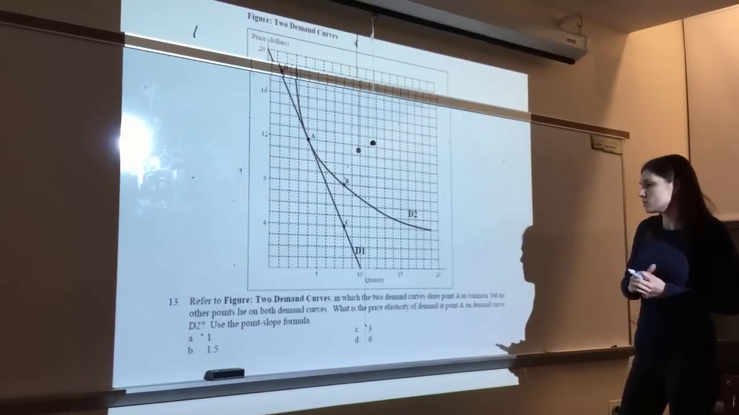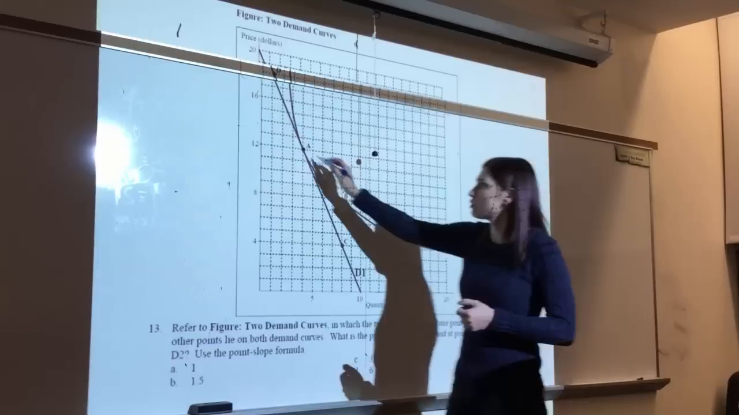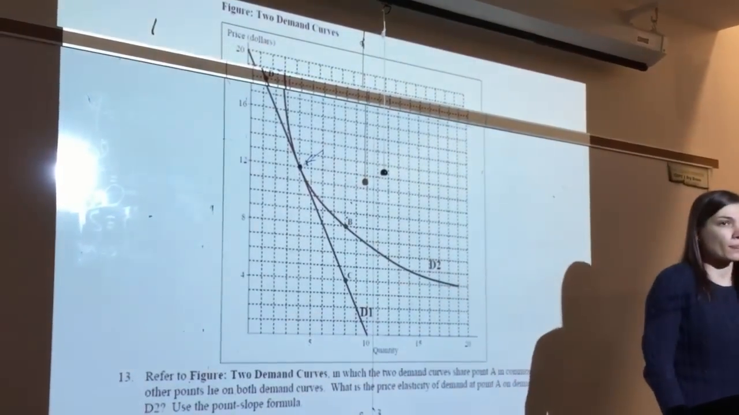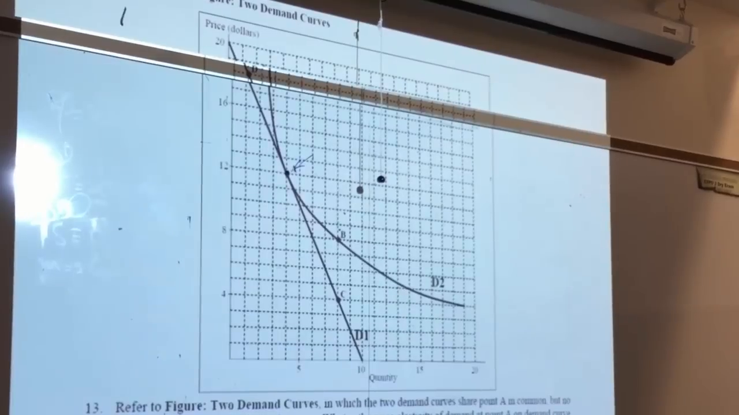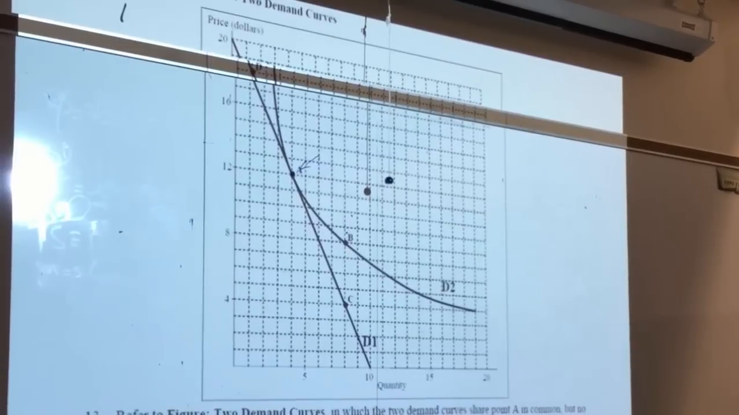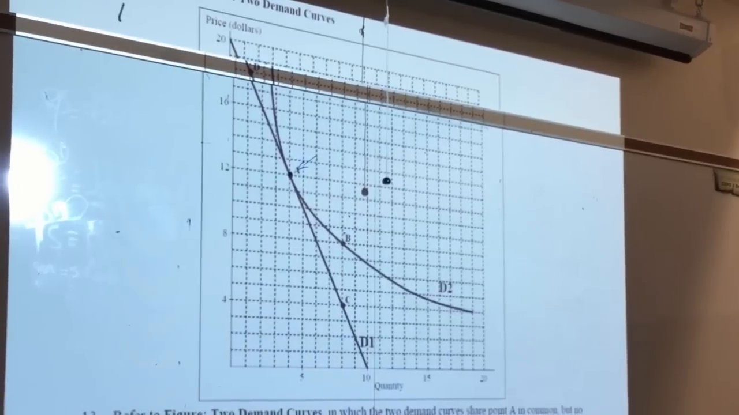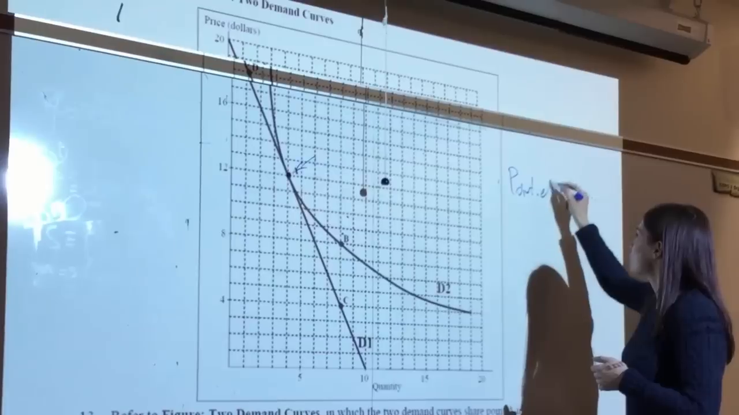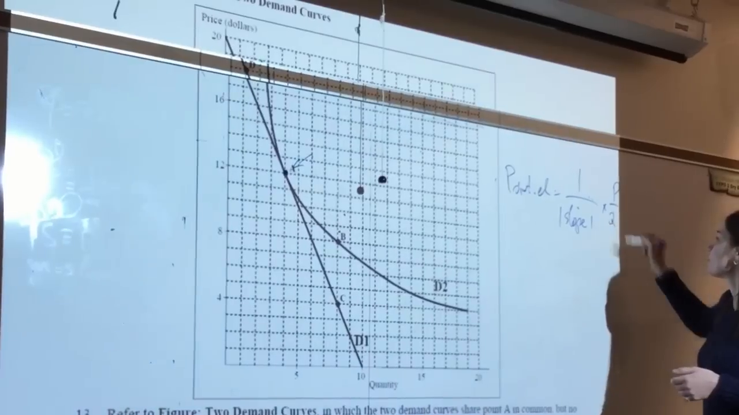What is the price elasticity of demand at point A on demand curve D2? So on this demand curve, what is the price elasticity of demand at this point? And we should use the point slope formula. Do you remember what that formula was? No? M is in it, yeah. And then X minus X1. It's okay, you need to revise for the final. So the point elasticity is 1 divided by slope times P over Q.